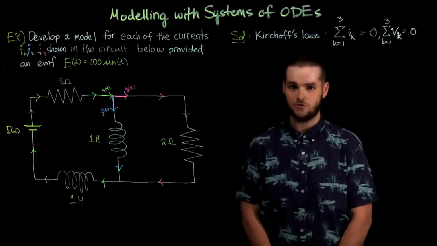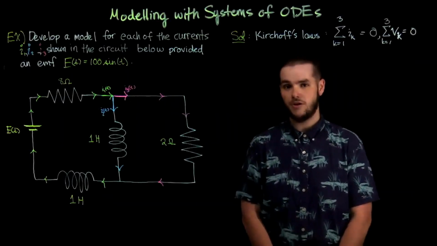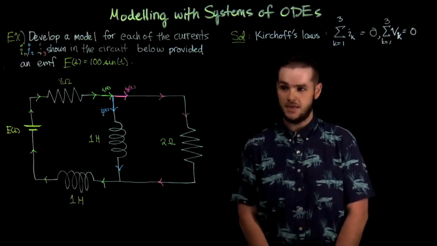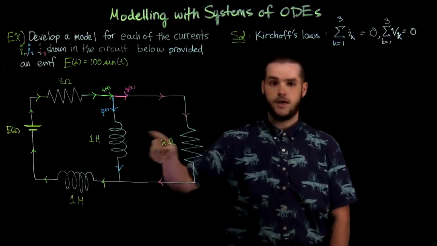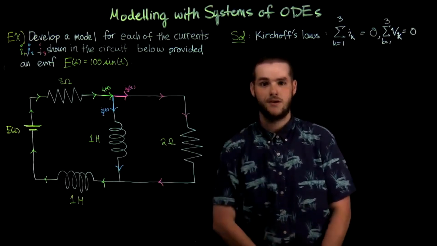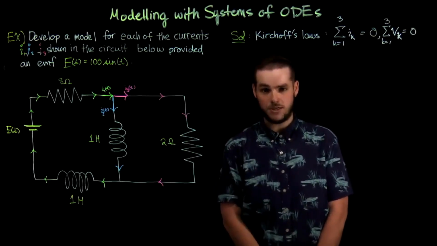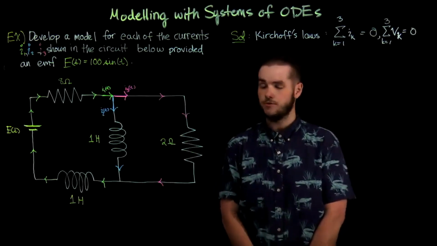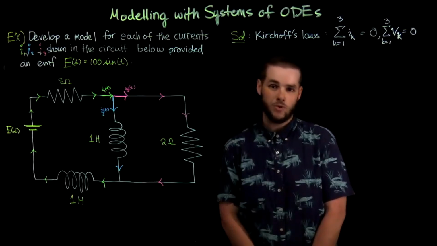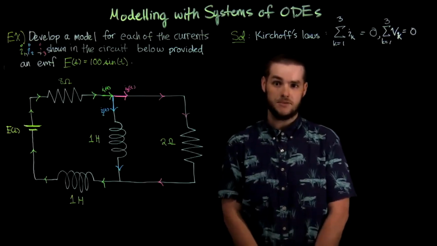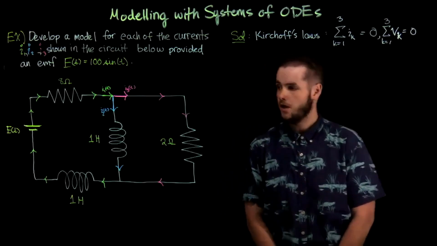Let's give this circuitry problem a shot. This is what we'd call an LR circuit because it has inductors, L, and resistors, R. And in this problem, we want to model the current flowing through the circuit at any given point. But really, there are three different types of currents to consider.